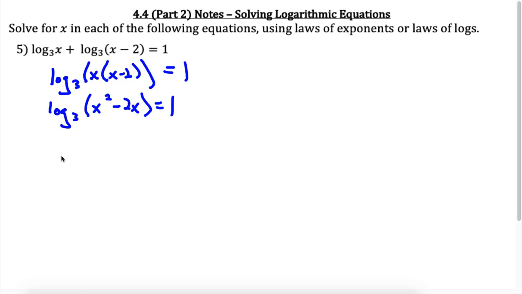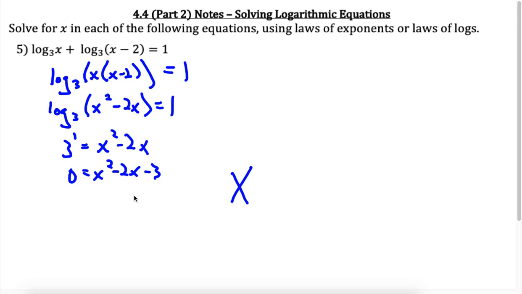And now I can rewrite this as an exponential. I can say 3 to the first power equals x squared minus 2x. Subtract the 3 over, and we can factor to solve. So two numbers that multiply to negative 3 that add to negative 2. Well, I think that'll be negative 3 and positive 1. So this will factor into x minus 3 times x plus 1. Solving each of those then, we would get x equals positive 3 and x equals negative 1.